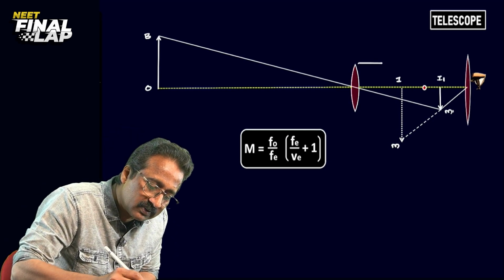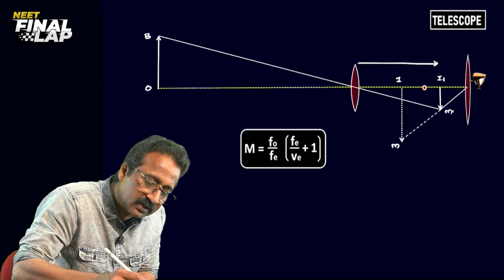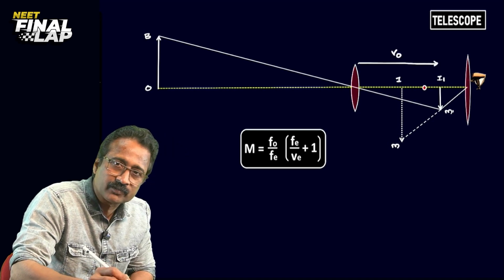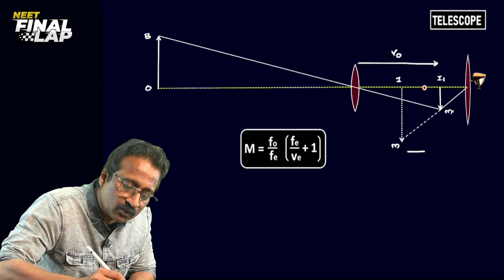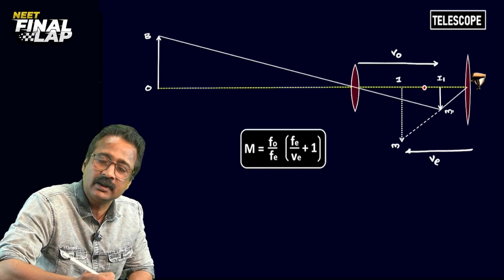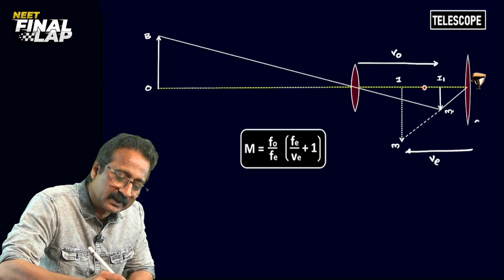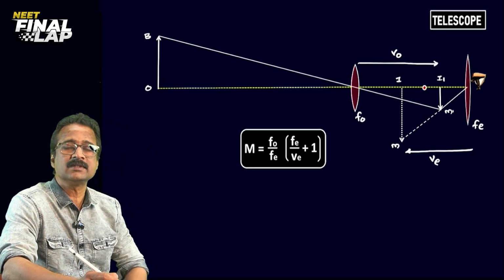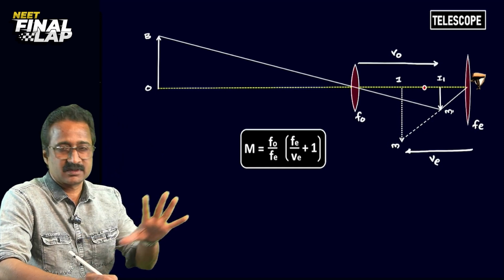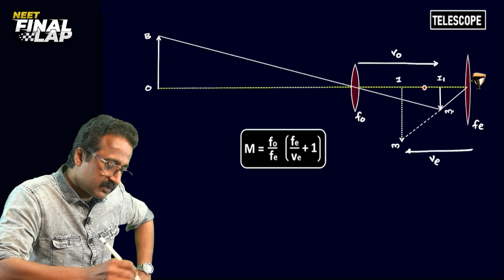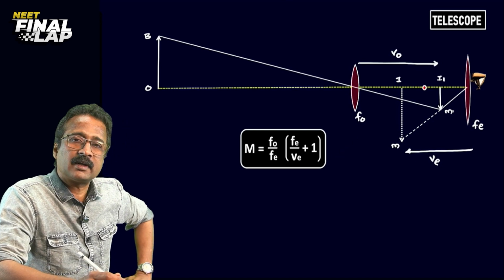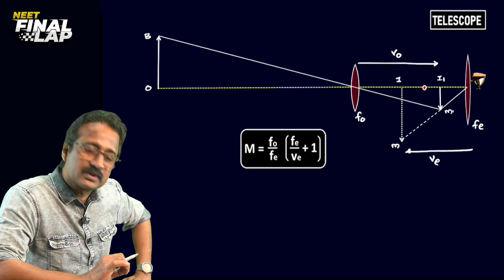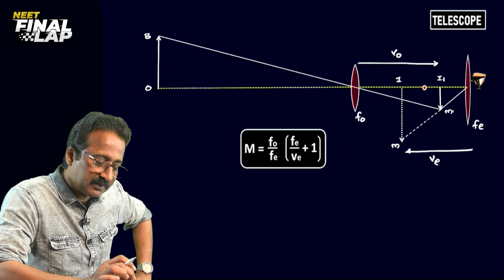First of all, this distance will be considered to be VO. Now the distance VE in the equation is actually this. This is VE. And the focal length of the eyepiece is considered to be FE, and this is FO. These are the distances and these are the measurements. So this equation must be learned by heart. The magnifying power of a telescope can be derived to be equal to this: FO by FE, into FE by V plus 1.